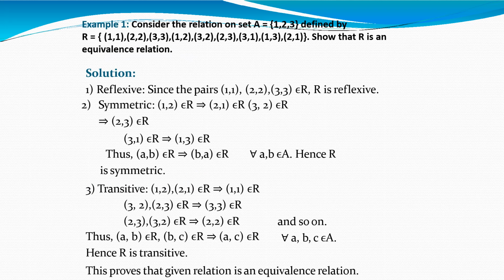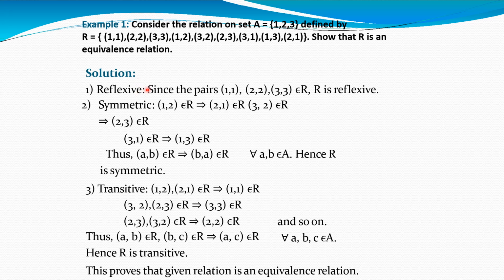Now to clear all these definitions, see one example. Consider the relation on set A equal to {1, 2, 3} defined by R equal to this relation. Show that R is an equivalence relation. Now to show that R is an equivalence relation, we have to show that R is reflexive, symmetric and transitive by definition. Now recall the definition of reflexive relation.